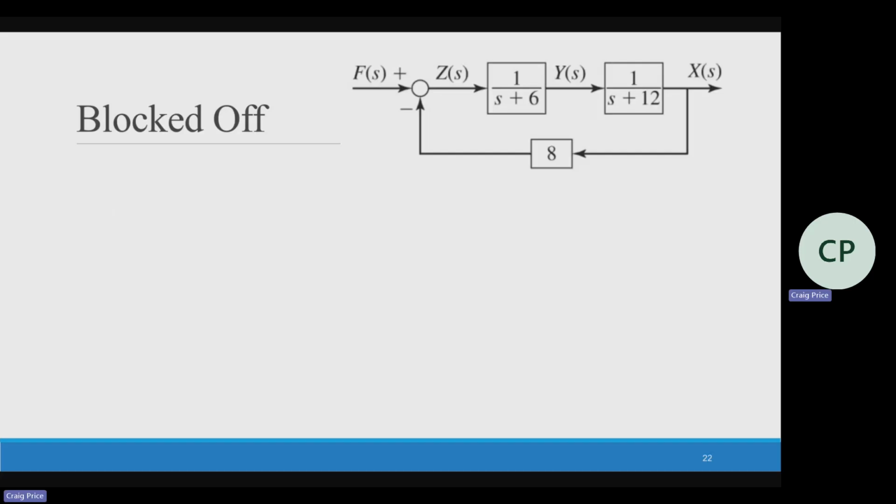And if I don't really care about Z or Y, I really just care about the relationship between the global input F and the global output X, we are able to take this complicated looking system and change it into one transfer function.